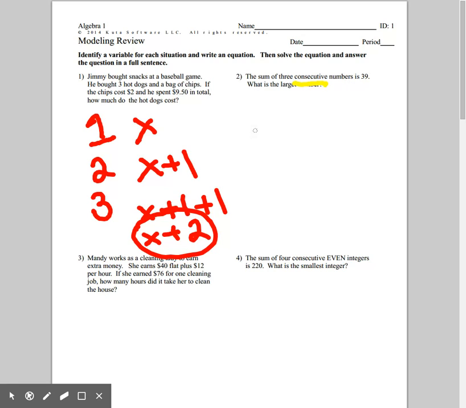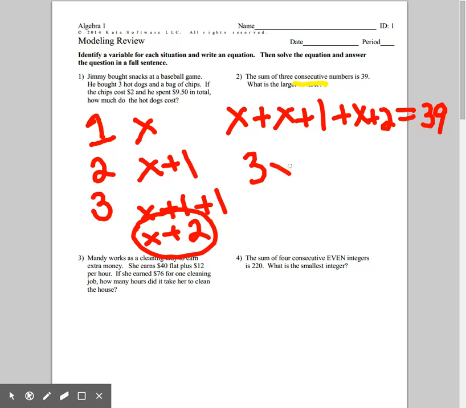So if we go back to this problem, it says the sum of 3 consecutive numbers is 39. What is the largest number? So first we're going to have to set up our equation. So we have the sum of 3 consecutive numbers. So we start with x, then we go to x plus 1, right? That's the next one. And then we go to x plus 2. And we know that's going to equal 39. Okay? So if we combine like terms, we see that we have 3 x's, so we have 3x, and we have 1 and 2, so we have 3 altogether, and that's equal to 39.